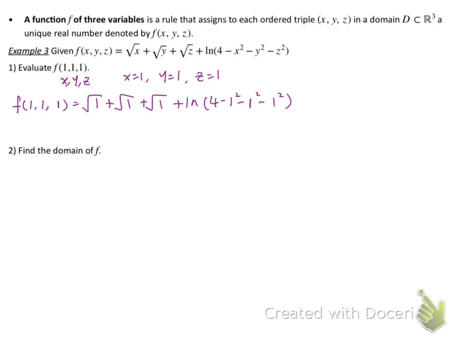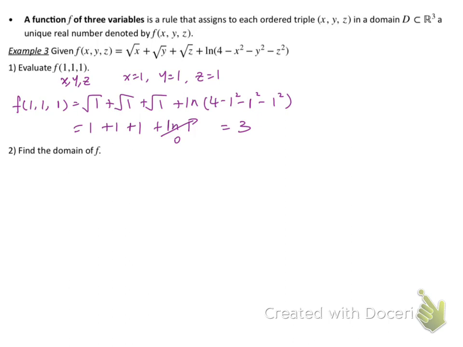Then you evaluate, what do you get? You have 1 for square root of 1, 3 times, plus log of 4, take away 1, take away 1, take away 1, so you have log 1, which is 0. So the whole thing is 3. The value of the function is 3.